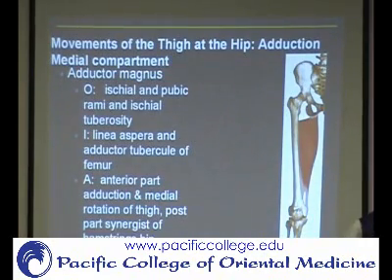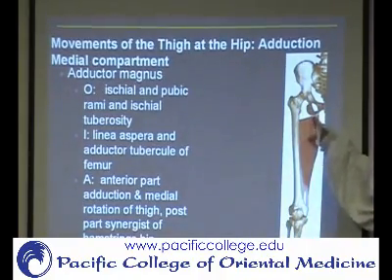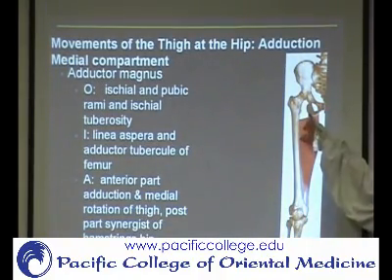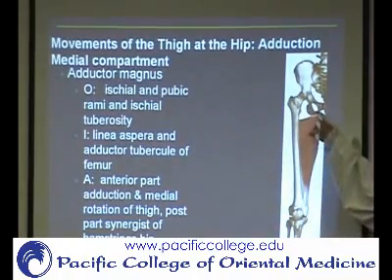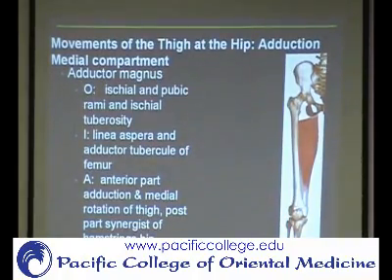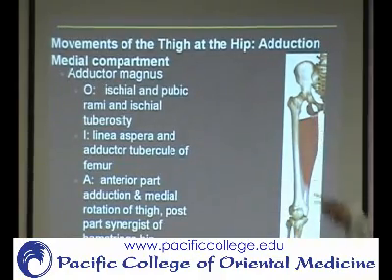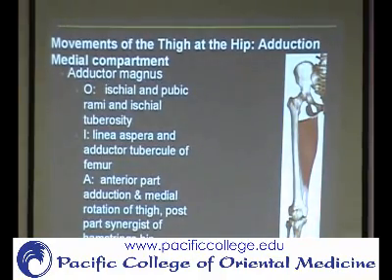So it's going to come off of the ischial and pubic rami, the ischial tuberosity. So it's basically this area here. The ischial tuberosity is back here at this bump, and then the ramus is part of the rim of it here. And then that also comes up towards the pubic bone. So it's coming off of the pubic bone and the ischium.